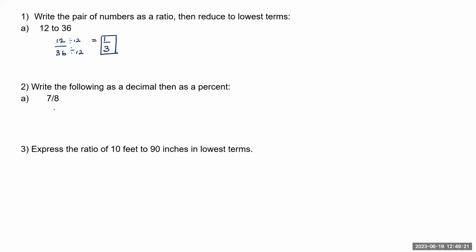If we want to write this fraction as a decimal, then as a percent, 7/8 is 0.875. And as a percent, you just multiply by 100 or move the decimal 2 places, you have 87.5%.